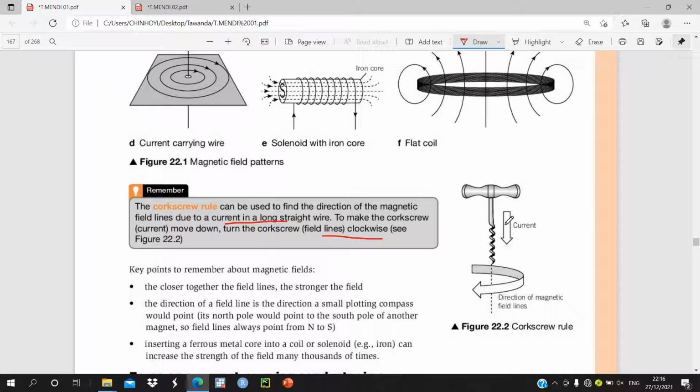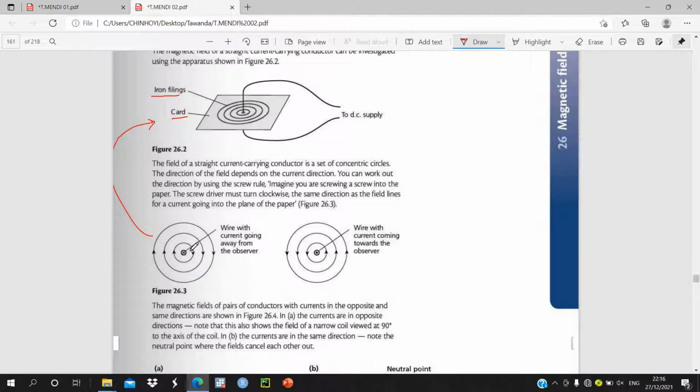If we are screwing, meaning to say we are putting current into the paper like this one, like if we are putting current into this plane, so we are screwing inward. So the motion or the direction of the screw represents the direction of the magnetic field lines. That's why we are saying we are going to have the clockwise. The direction of the magnetic field line will be in the clockwise direction.